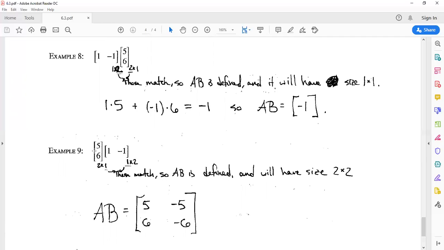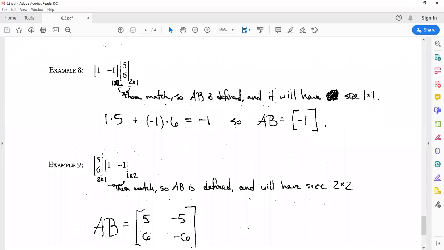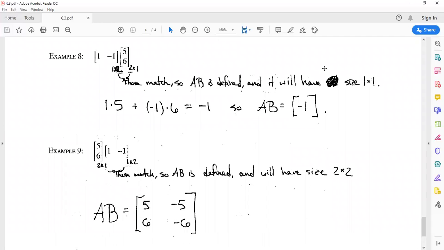It looks like the first row of A times the first column of B is just 5 times 1, which is 5. The first row of A times the second column of B is just 5 times minus 1, which is minus 5. The second row of A times the first column of B is 6 times 1, which is 6. And then the second row of A times the second column of B is 6 times minus 1, which is minus 6. So notice here that if we multiply these two matrices in opposite order, we get completely different answers, right?